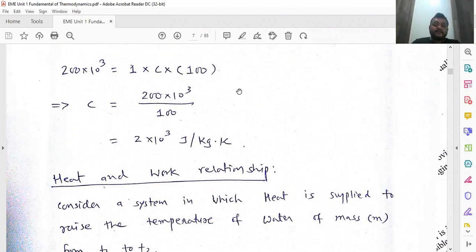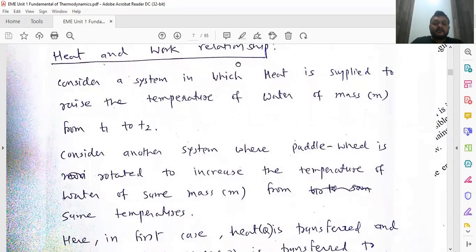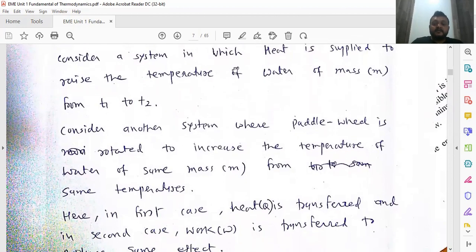Now we are going to see the heat and work relationship. That is the relationship between heat and work, as I already explained, that heat and work are mutually convertible to each other. For example, I have already given you the rubbing of the palm, that is called the work. So rubbing of the palm means work is converted into heat.